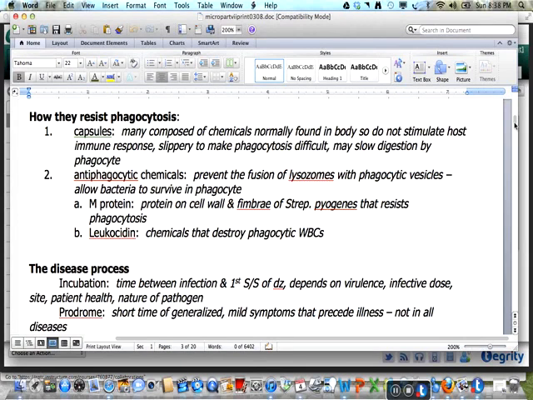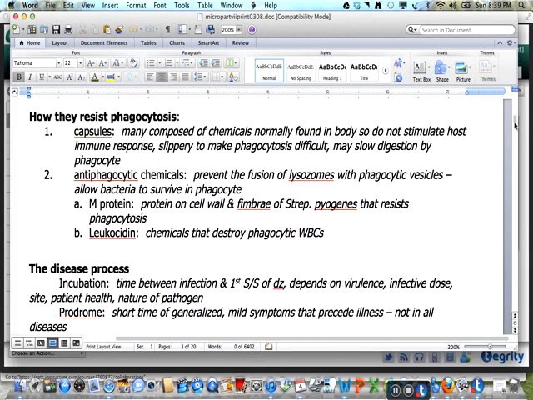Use of antiphagocytic chemicals prevents the fusion of the lysosomes with phagocytic vesicles, allowing the bacteria to survive in the phagocyte. M protein is a protein on the cell wall and fimbriae of Streptococcus pyogenes that resists phagocytosis. Leukocidin is a chemical that destroys phagocytic white blood cells.